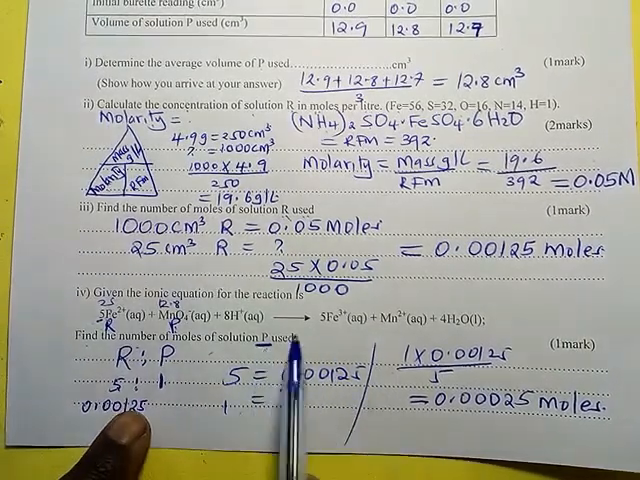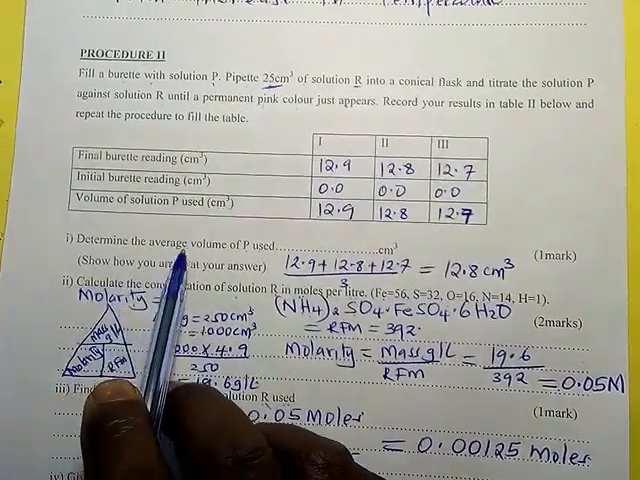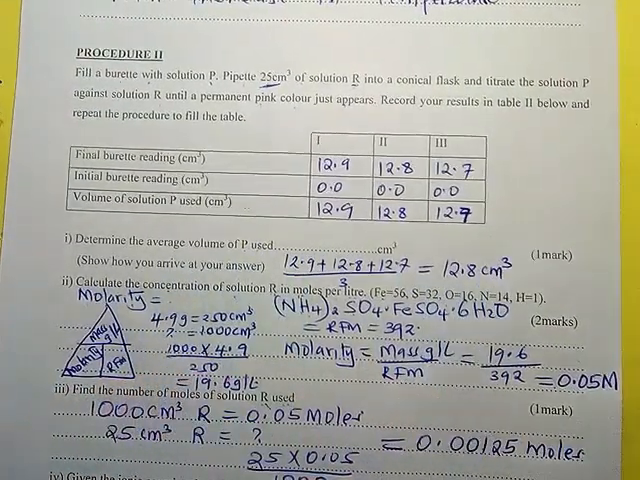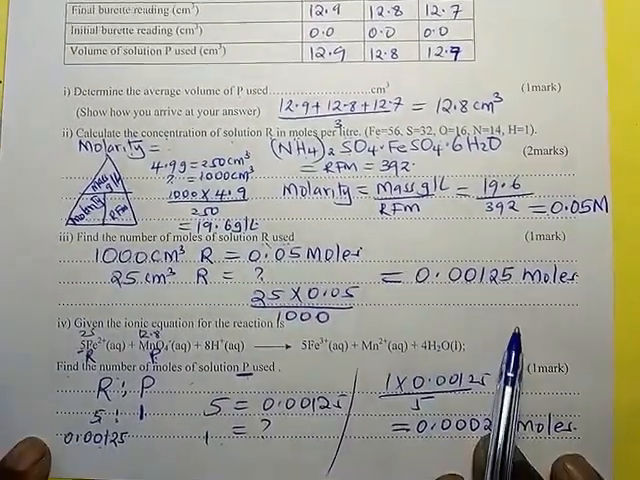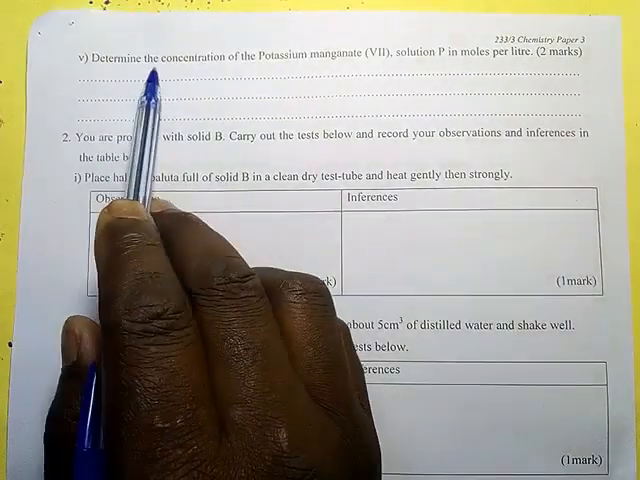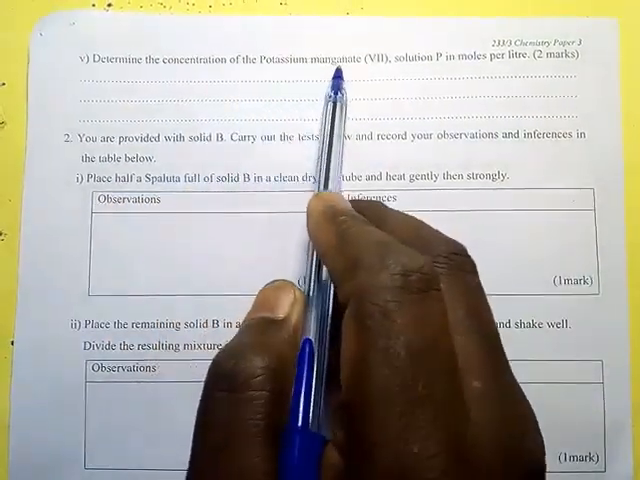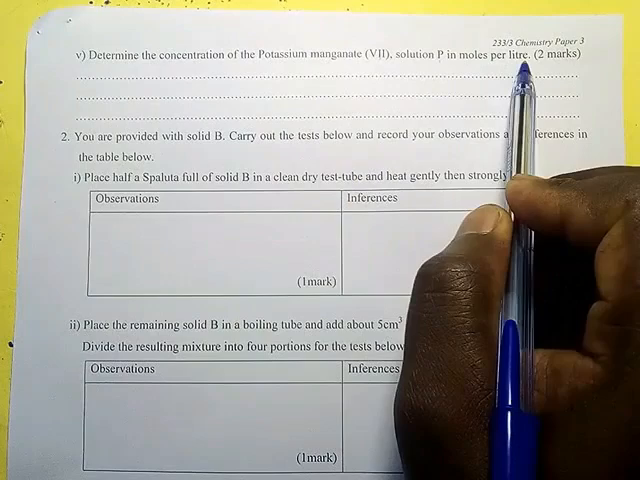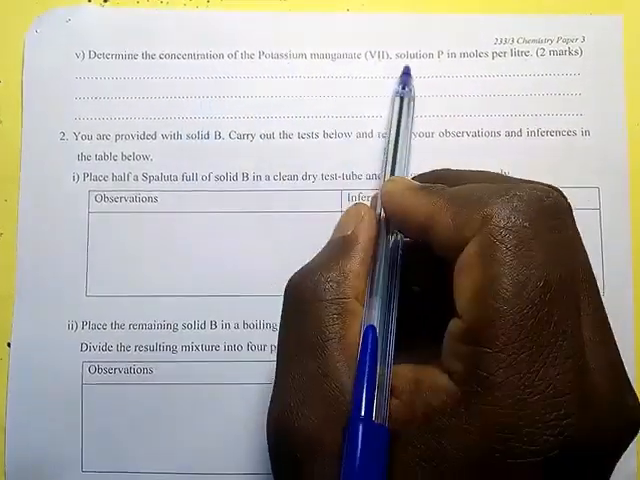So this is the number of moles in P. What was the volume of P? You go back, determine the average volume of P, and that is 12.8 centimeters cube. That is the volume of P. Determine the concentration of potassium manganate 7 solution P in moles per liter. Concentration in moles per liter.